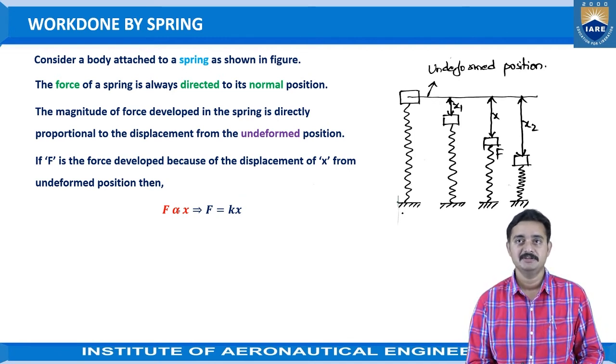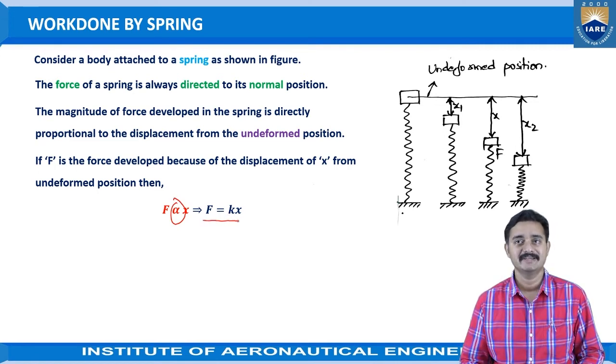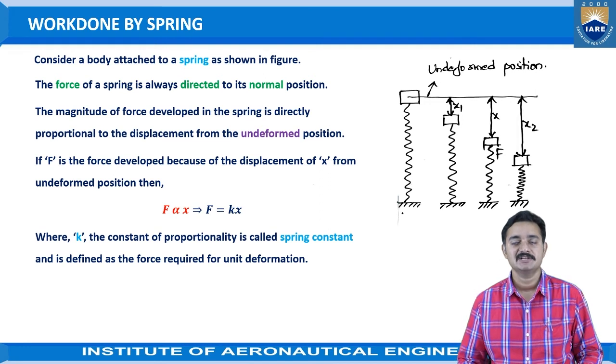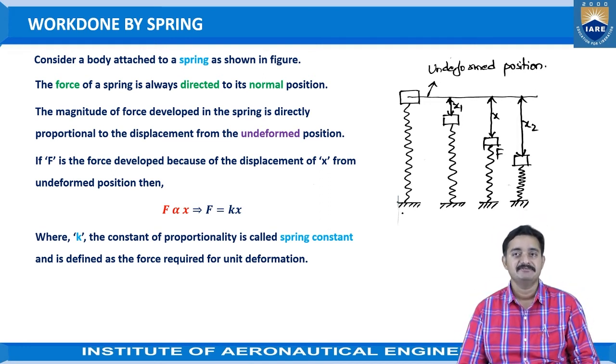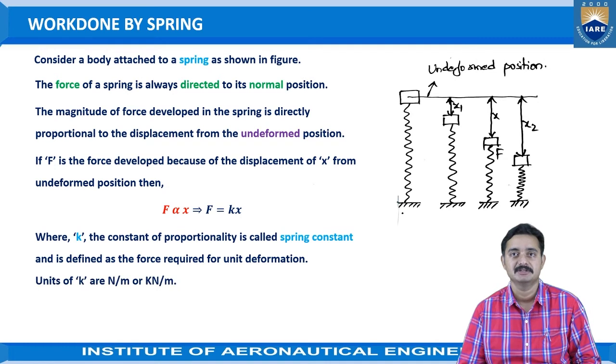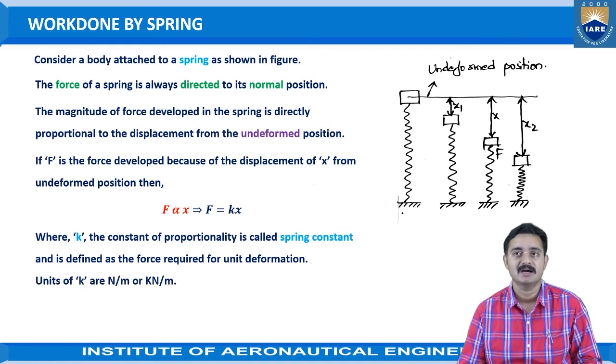So from this, if we remove the proportionality symbol, then we obtain F is equal to Kx, where K is the constant of proportionality and is called the spring constant, and is defined as the force required for unit deformation. The units of K are Newton per meter or kilonewton per meter.